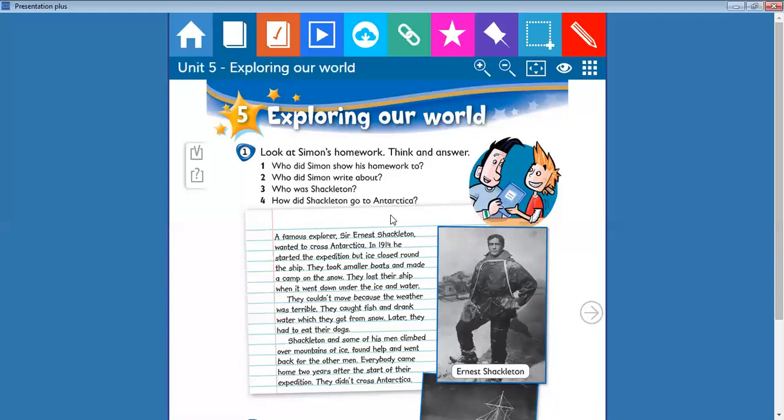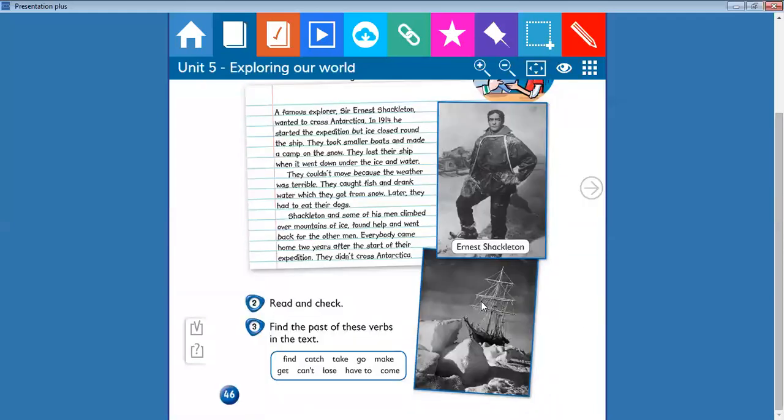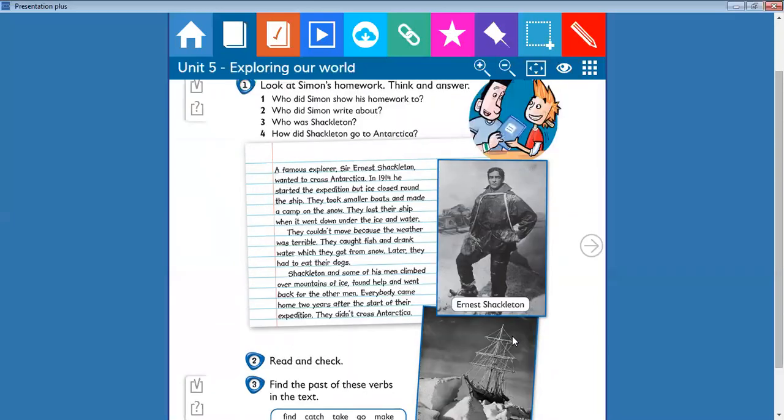How did Shackleton go to Antarctica? So, after seeing this picture, we can say that he used a small boat, a boat. So, he went to Antarctica using a boat. Now, we are going to read and check our answers.